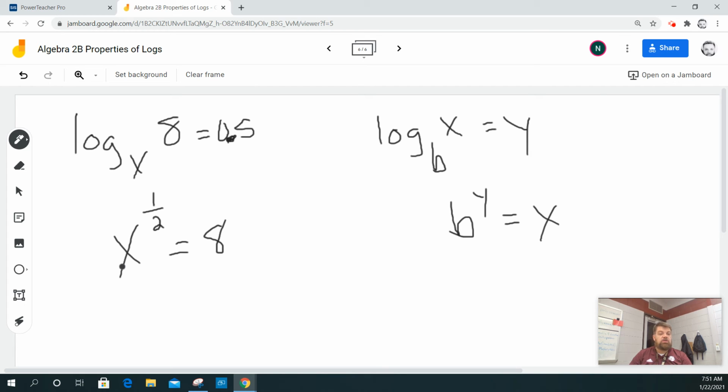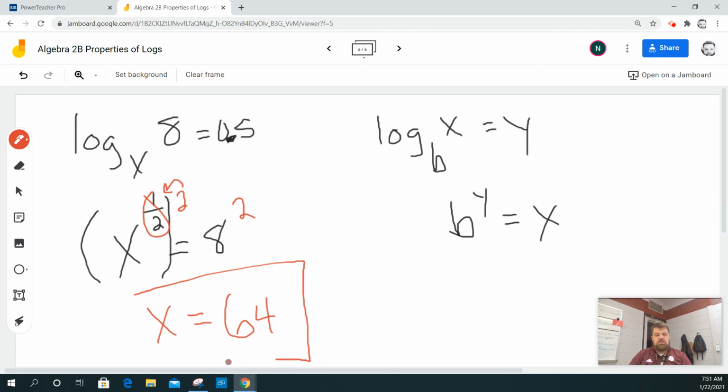This is pretty easy to do. Well, it's not easy. I don't think most kids will think of this right off the top of their head. But what you can do is you could raise this to the second power and raise this to the second power. And what happens is when you multiply the 2 times the 1/2, you're going to get x to the first and then 8 squared. And so you get x is equal to 64. And then that's it.